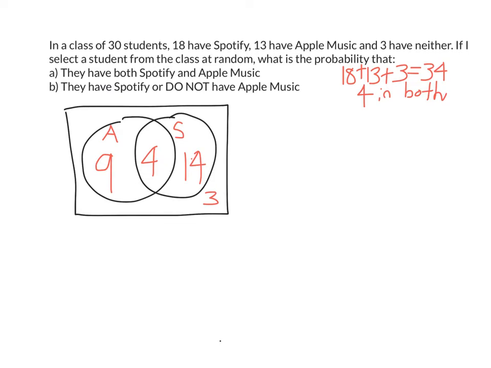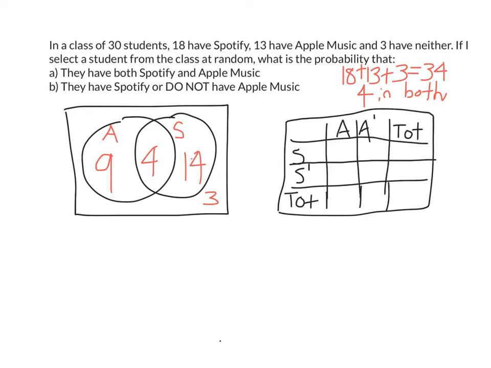So let's now put this information in a two-way table. A two-way table is actually a 2x2 table, but there are two ways. The two ways we can have A or not A, Apple Music or not Apple Music, Spotify, not Spotify. So the four numbers in the Venn diagram, these four numbers here, are actually the four numbers that will go in these four cells. So Venn diagrams and two-way tables display the exact same information.